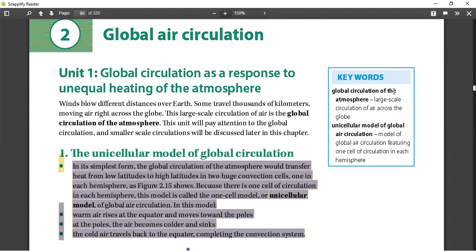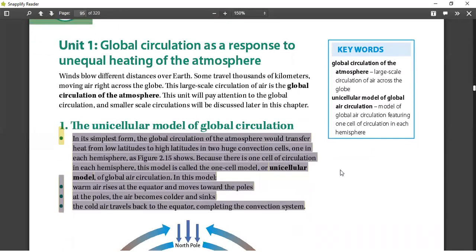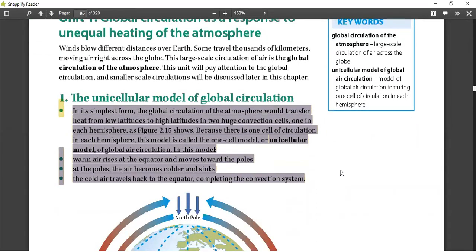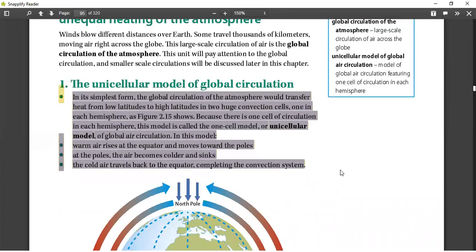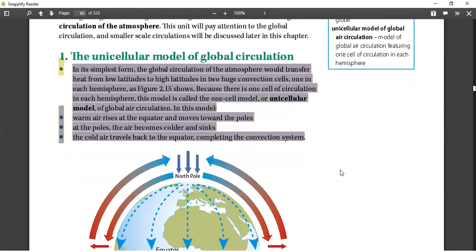Right, global circulation of the atmosphere: large scale circulation of air across the globe. The unicellular model of global air circulation is a model featuring one cell of circulation in each hemisphere. Again, we have two hemispheres, right? And then we're going to talk about the tricellular air movement, where we have three cells that distribute air across the globe.